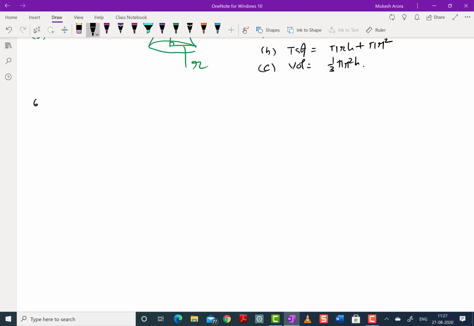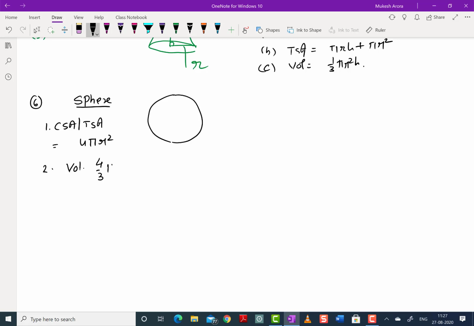Number 6 is sphere. Sphere is a circular solid. The curved surface area and total surface area are the same, that is 4 pi r square, and volume is 4 by 3 pi r cube.